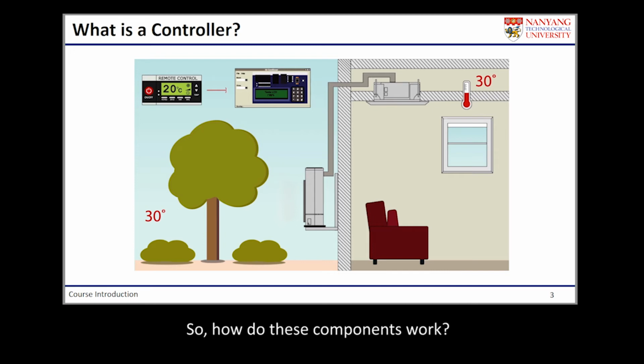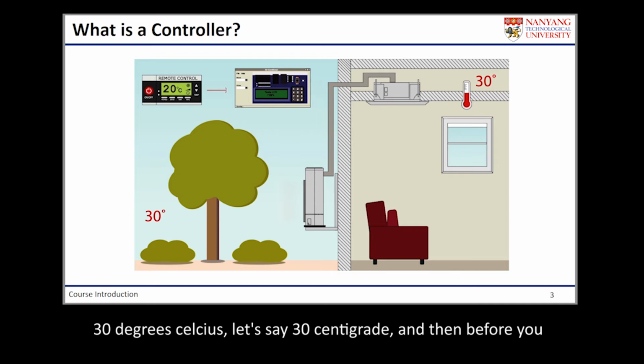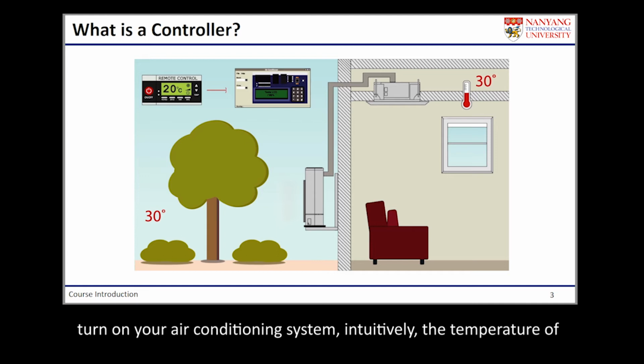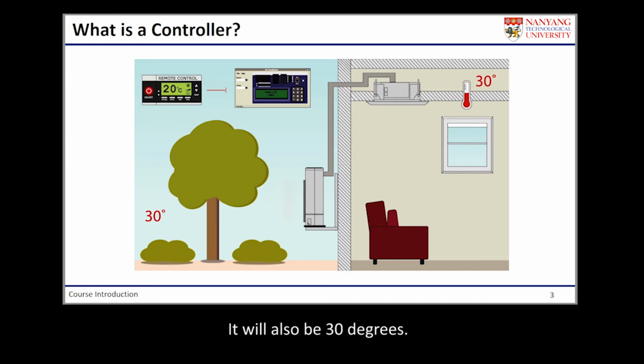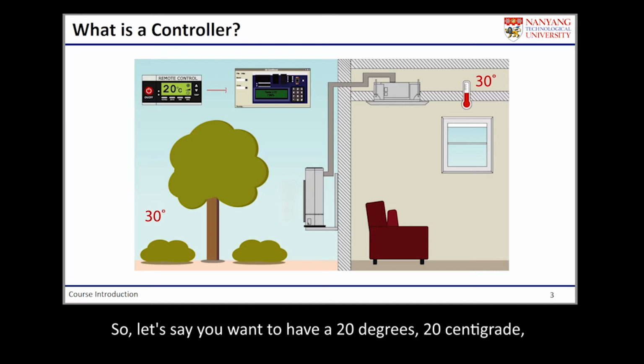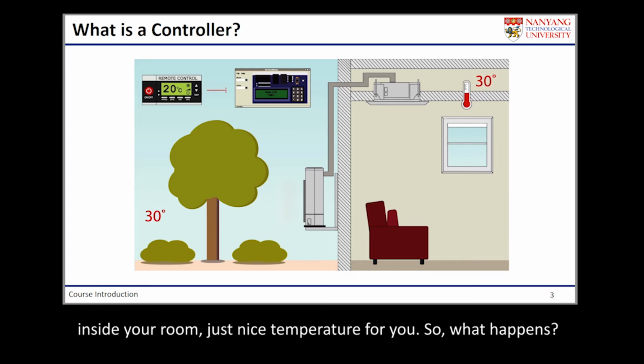So how do these components work? Initially, let's consider you have a temperature outside of 30 degrees Celsius, let's say 30 centigrade. Before you turn on your air conditioning system, intuitively the temperature of your room will be more or less the same as the outside temperature. It will also be 30 degrees. This is too warm for you. You want a nice temperature but not too cold. So let's say you want 20 centigrade inside your room.